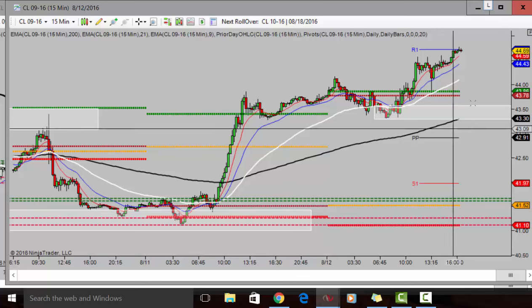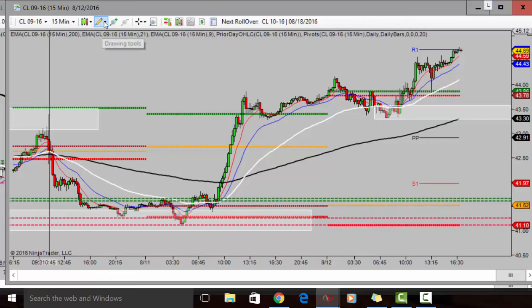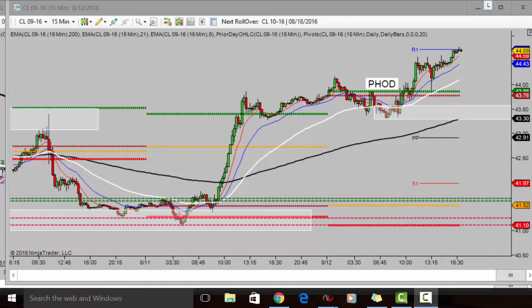And one of the things I want to show you is this line right here, these green lines. Here's a green line. Here's a green line. And that is called the previous high of day, abbreviated PHOD. And you can see there's one there, there's one there, there's one here. They tend to cluster around each other, and that's important. We'll talk about that in a minute.